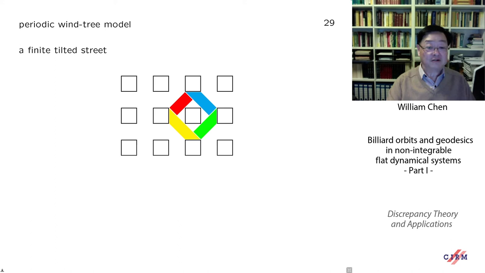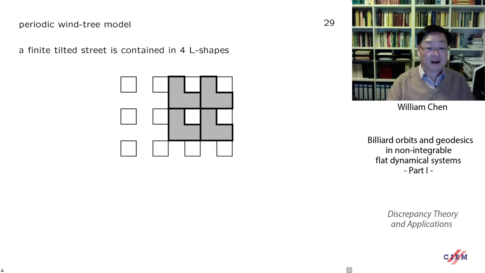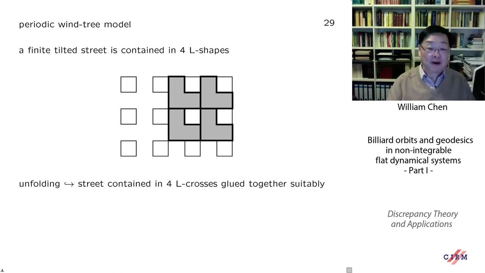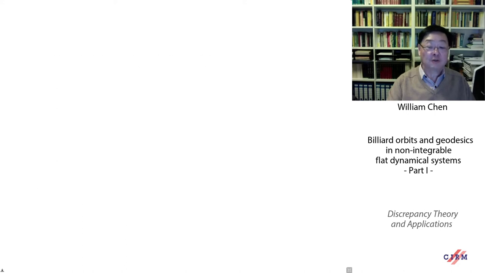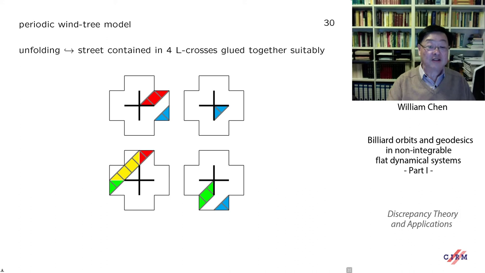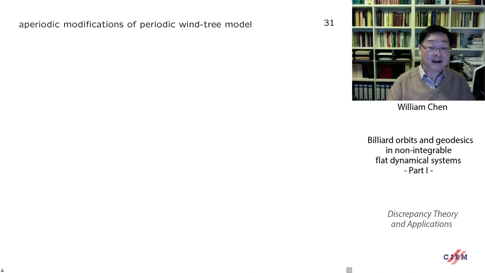This is a finite tilted street. It is contained in 4 L shapes. We play billiard in each L shape. And if we unfold using Koenig-Suess, we end up with 4 L crosses glued together in a suitable way. And this is the street that we started with after unfolding. So we actually ended up with a 12 square maze, and we can use our theorem on L square mazes. So we have the result for the periodic wind tree model.